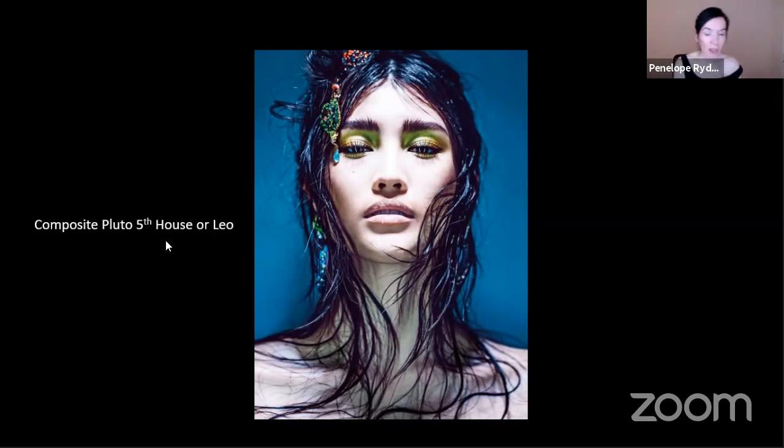Composite Pluto, 5th house, or Leo. Here, what you're going to do is you'll be focusing. It's about creative actualization and meeting our own needs and desires, and it's about individual support of each other. It's here you can both have strong wills, but at the same time you can both be helping each other and motivating each other to garner depth, purpose and power together, and individuality, a sense of being special together.